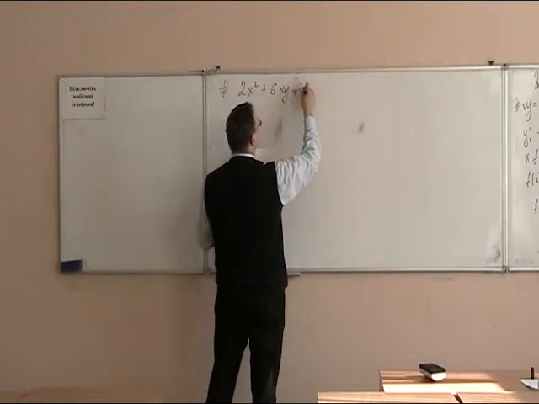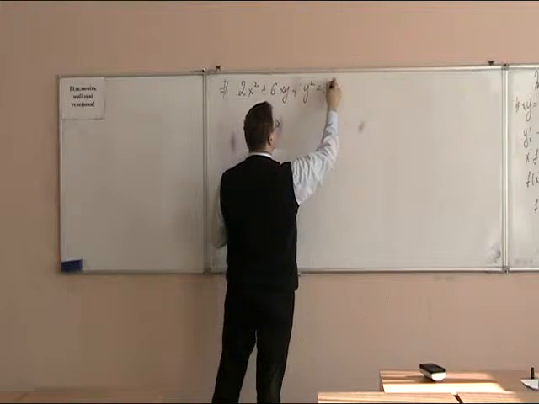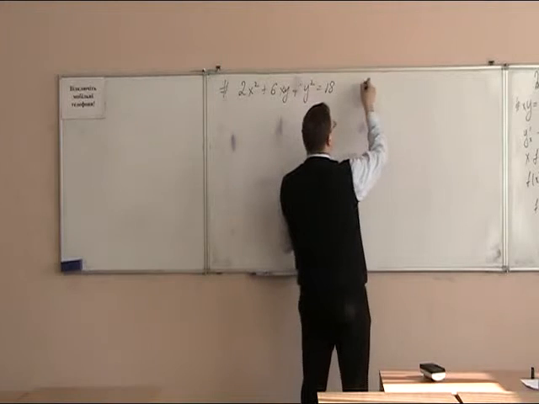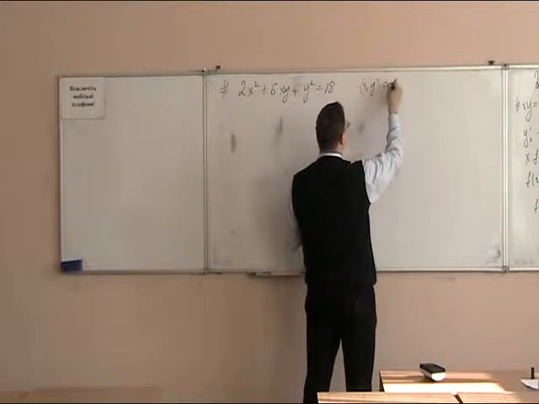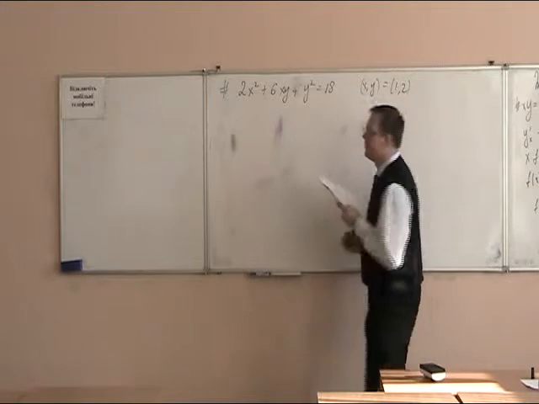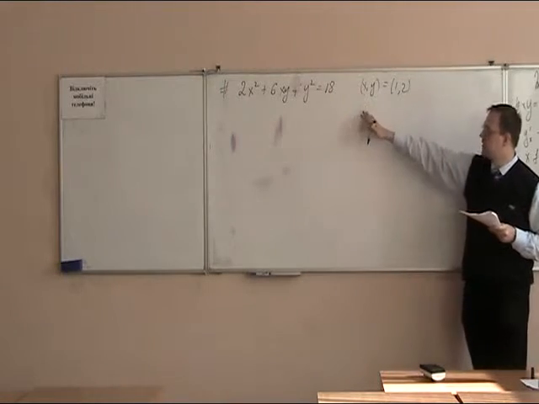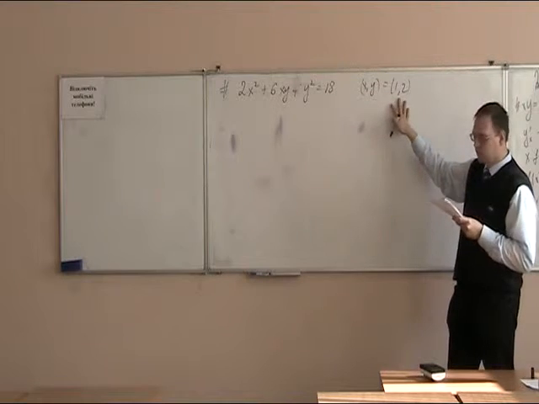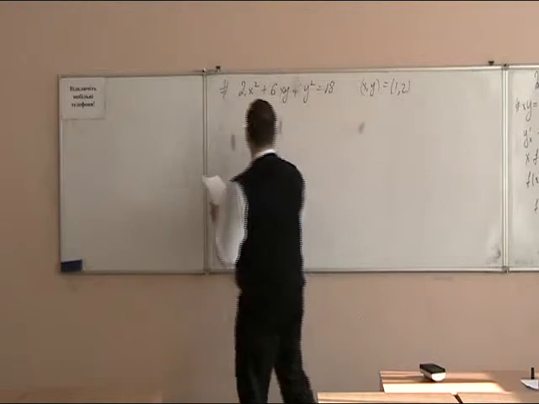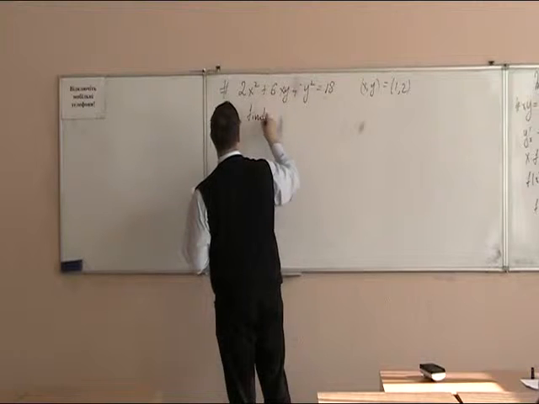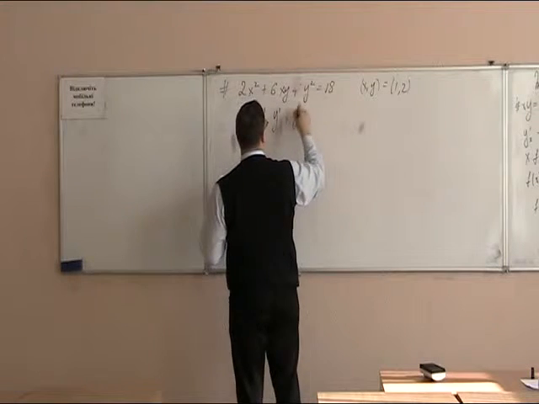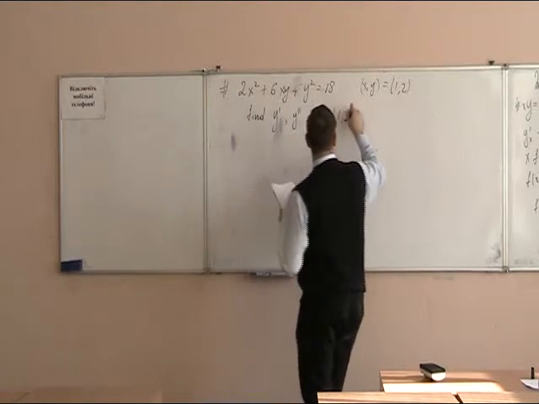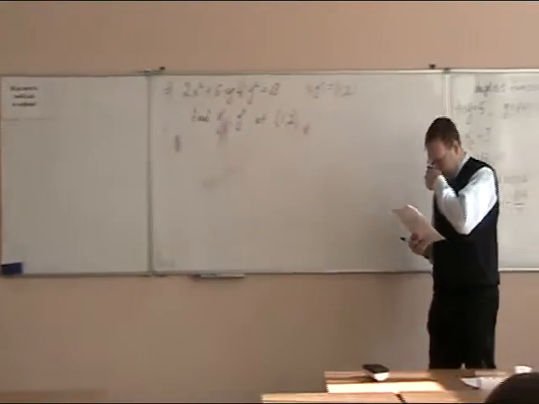So based on those quite simple rules, if we have a function like 2x squared plus 6xy plus y squared equals 18, we know that the point (1, 2) belongs to this line. This is some line. At this point, we don't care how this line looks like. We just know that this point is on this line. What you have to find is y prime and y double prime at this point.